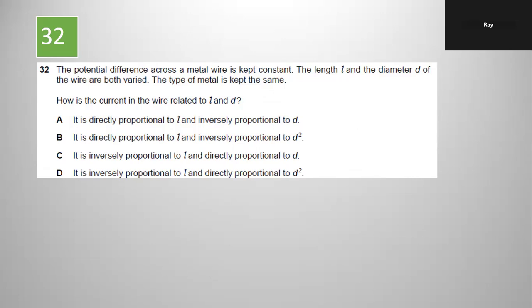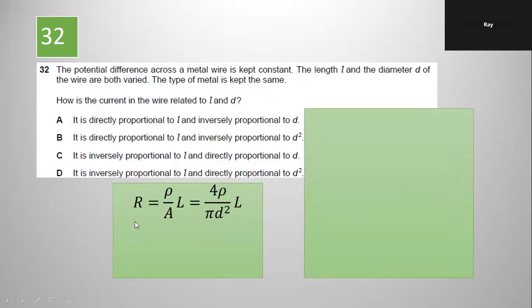What's the answer? For current it is directly proportional. Okay. Right? Resistivity formula. We want length and diameter. Length is L. A is pi D squared over 4. So 4 goes to the top there. Then V equals IR. Replace our R.